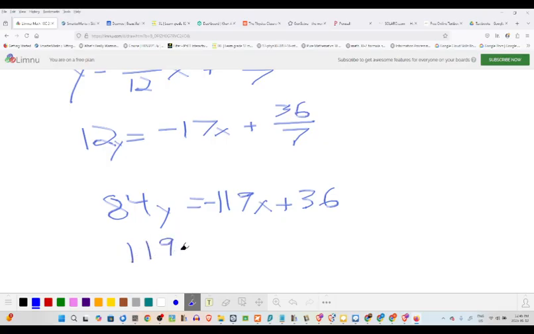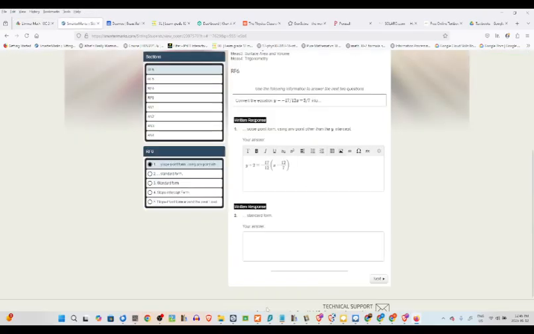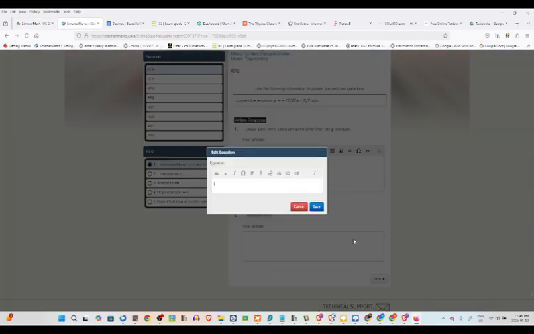No cancellations. We just have to move our x so it's positive. So we move it to the left-hand side. And we get 119x plus 84y equals 36. So there we go. 119x plus 84y is 36.